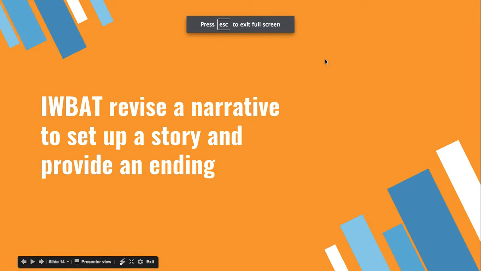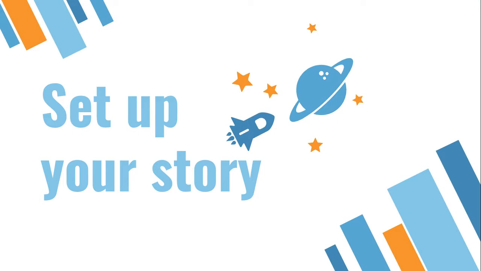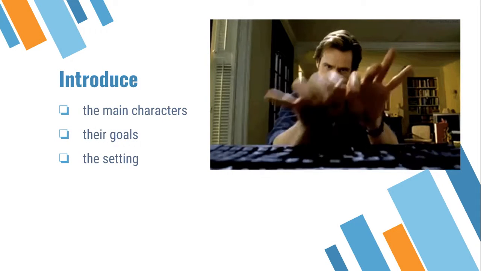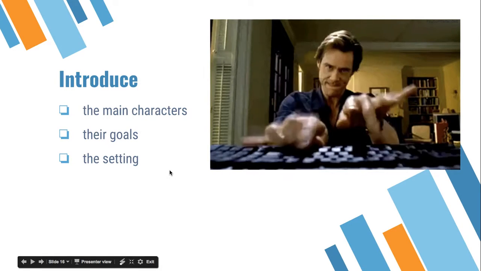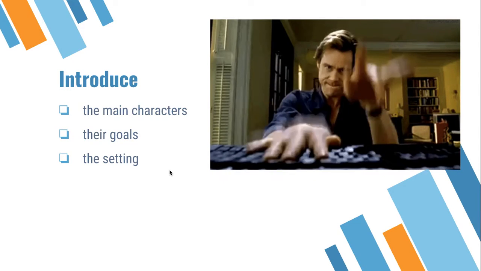Today we're going to make our writing stronger by revising a narrative to set up a story and provide an ending. Before we can just jump into the action in our story, we actually have to take some time to set it up. There's some key information that our reader needs to know before they can get into the real action of the story.